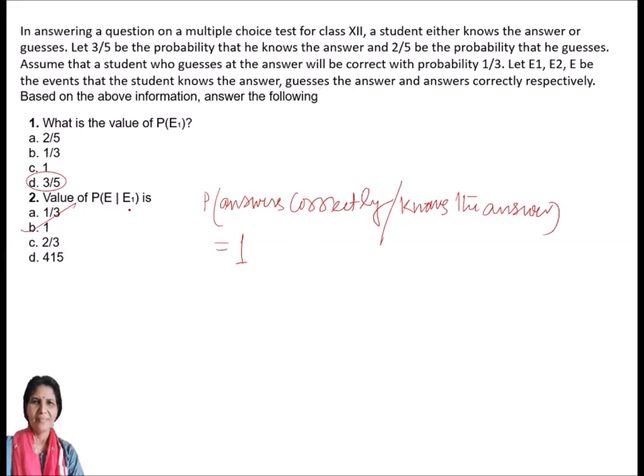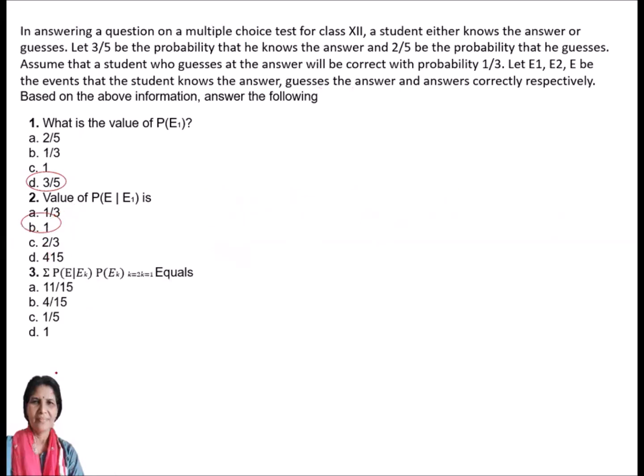So for part B, the answer will be 1. B is the answer. Coming to the third part. The third part is the summation of P(E | Ek) multiplied by P(Ek). That means you have to find out P(E | E1) multiplied by P(E1) plus P(E | E2) multiplied by P(E2).